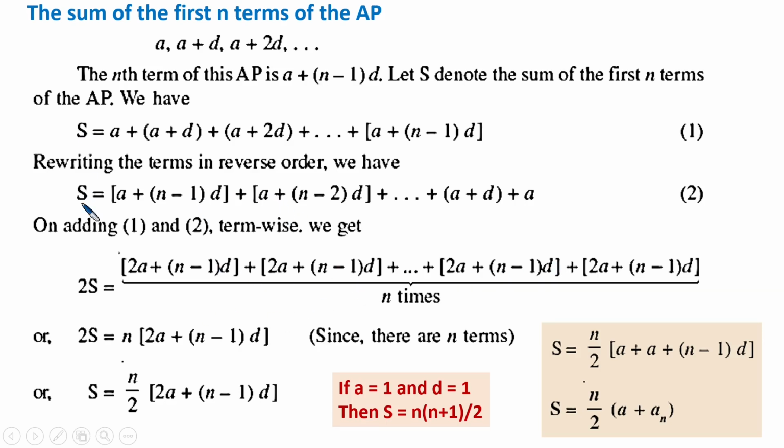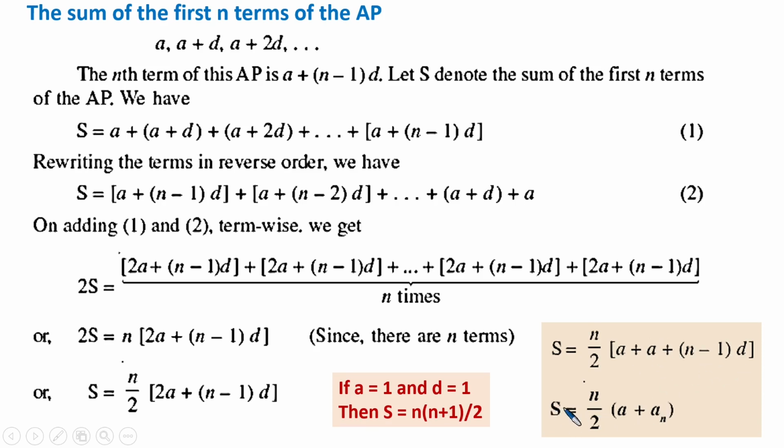And when you add this s and s, you have 2s. So 2s is equal to n times, because there are n of these, this big bracket, 2a plus n minus 1 d. So s is equal to, you bring the 2 down, n by 2 times 2a plus n minus 1 d. Or you can write n by 2, a plus a, which is 2a, and the last term is an.